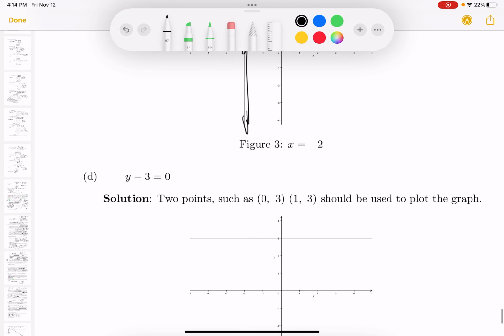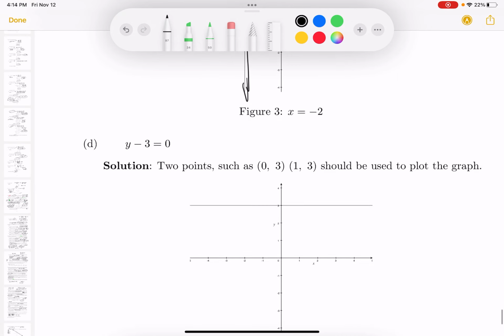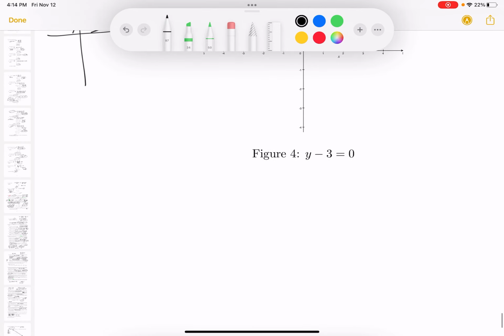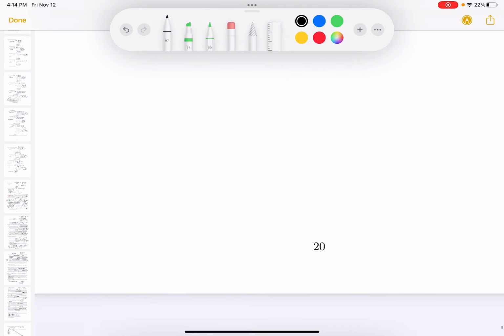Okay, let's do this one over here. And what does this one say over here? It says y has to be 3. X can be any number in the universe. Okay, let's take a look. 0, 3, right there. And then I said 1, 3, right there. And there's a line that goes through those 2 points. Looks like this. That's about it. I think we're done.